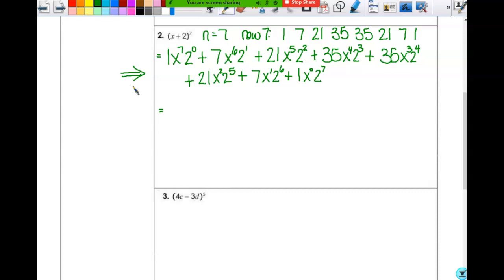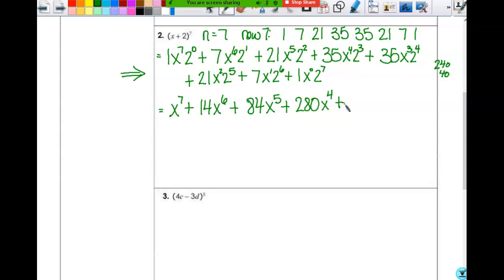So then this is x to the seventh, that's all that is, plus, then I have 7 times 2, which is 14, x to the sixth, plus 2 squared is 4 times 21 is 84, x to the fifth, plus 2 cubed is 8, 8 times 35, so 8 times 30 is 240, 8 times 5 is 40, so that's going to be 280, and that'll be x to the fourth.